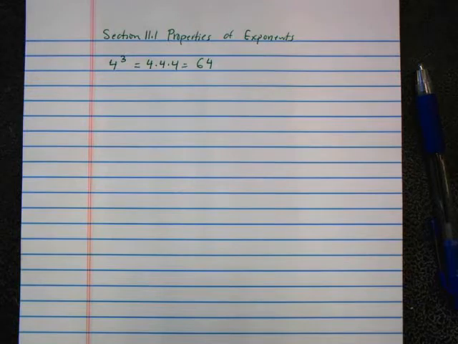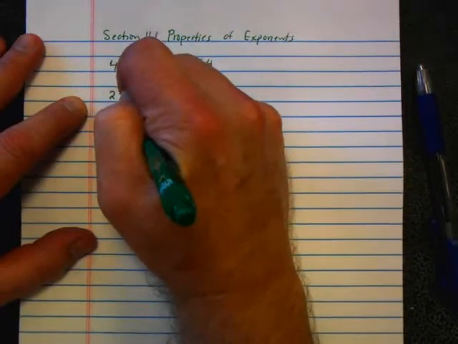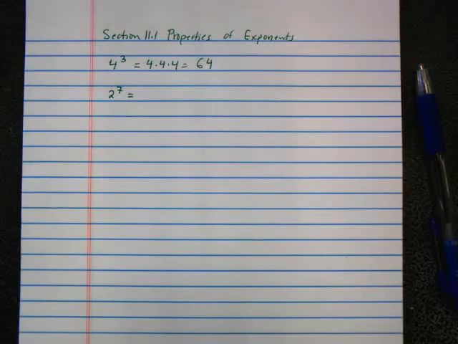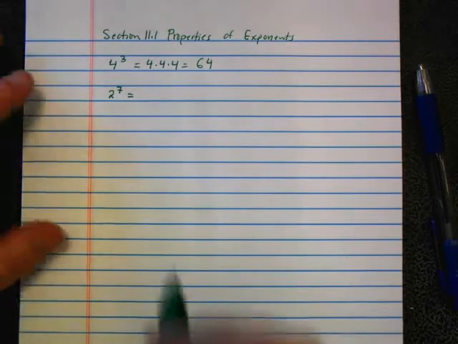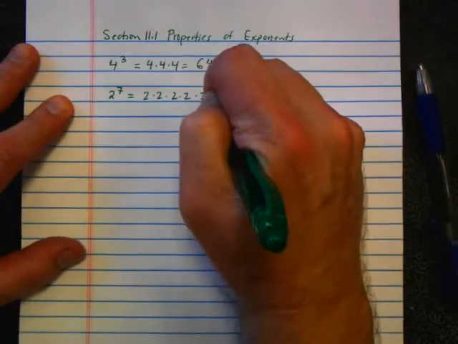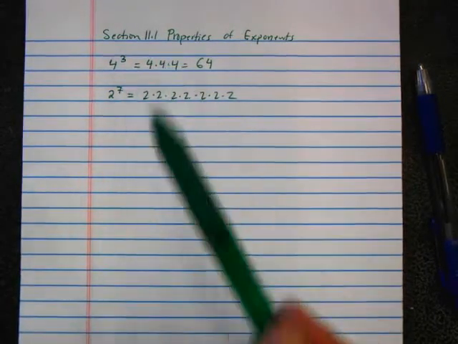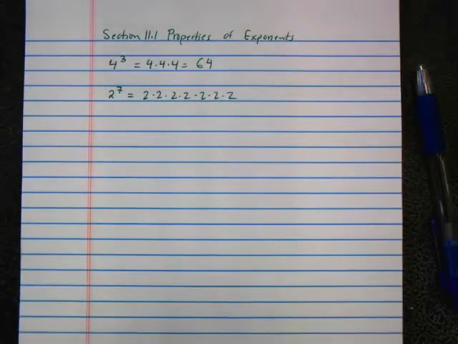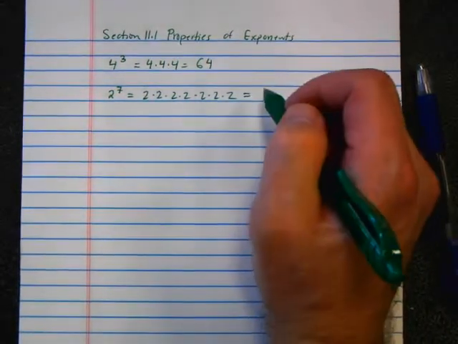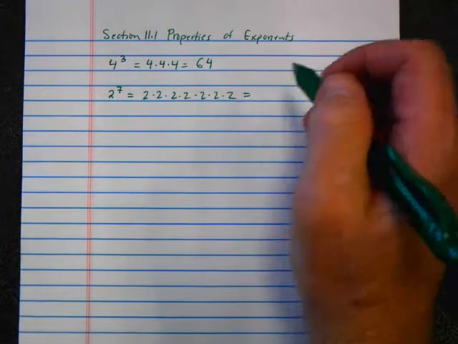4 times 4 is 16. 16 times 4 is 64. Or if I gave you 2 to the 7th. 128? Yeah. Because it means 2 times 2. 2 times 2 is 4, 5, 6, 7. So having an exponent up here that's a nice number just means multiply by yourself over and over and over again. And you're sure that's 128? Yes. Because 2 to the 8 is 256.